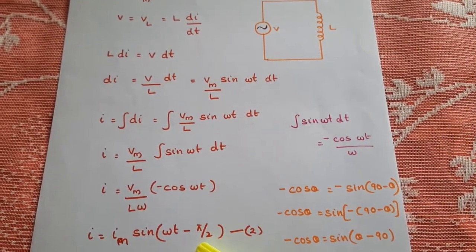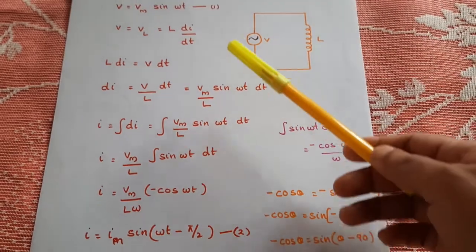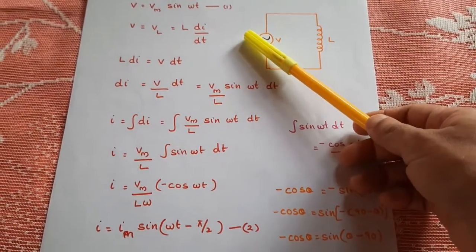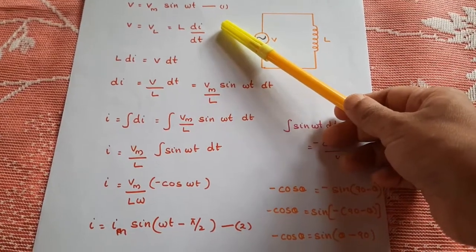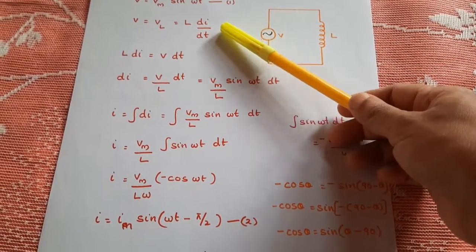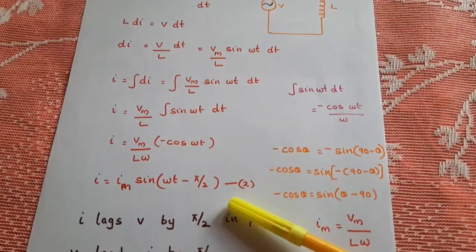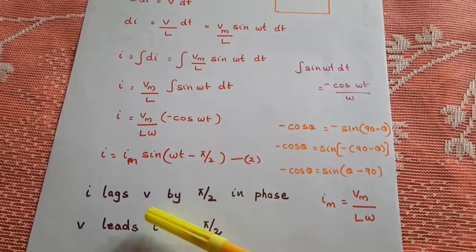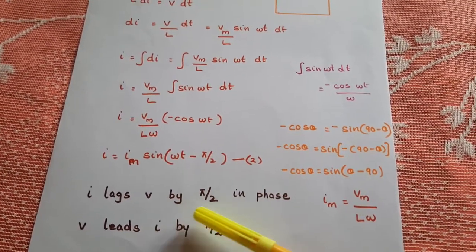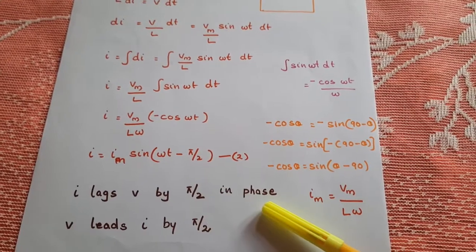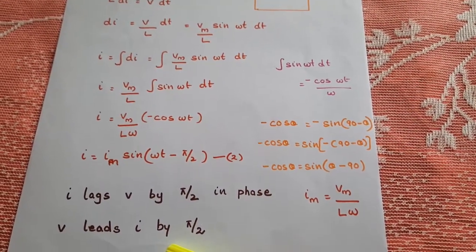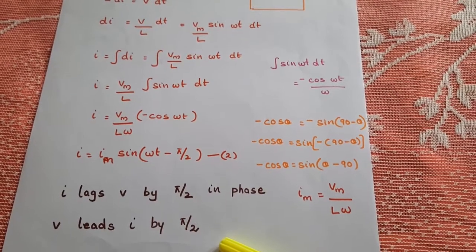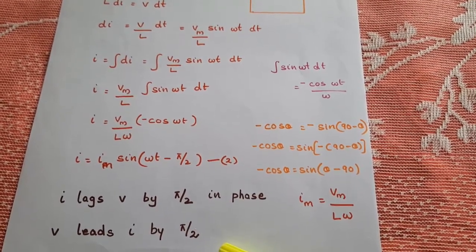Let us compare the phase value with the phase value of the voltage. For voltage, phase value is omega t. So we can conclude current lags voltage by pi by 2 in phase, or voltage leads current by pi by 2 in a purely inductive circuit.